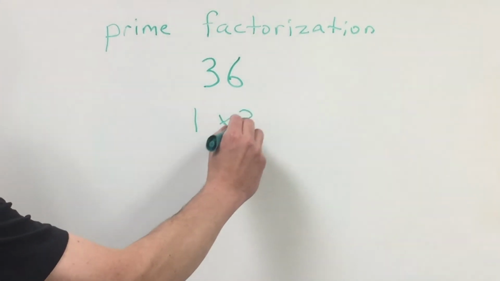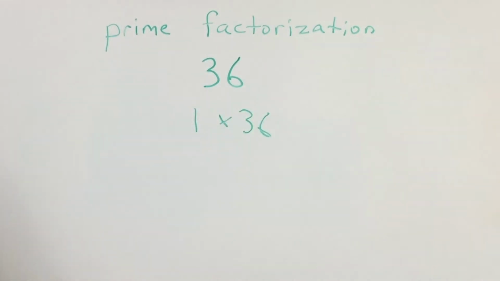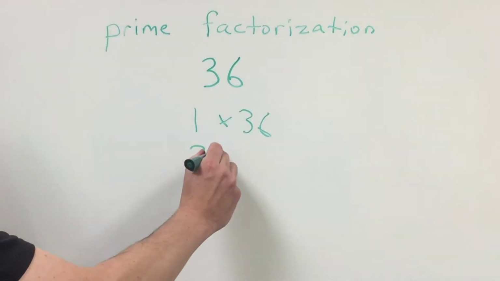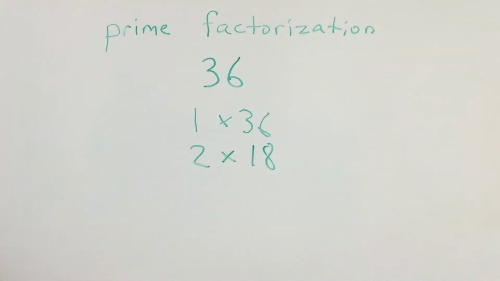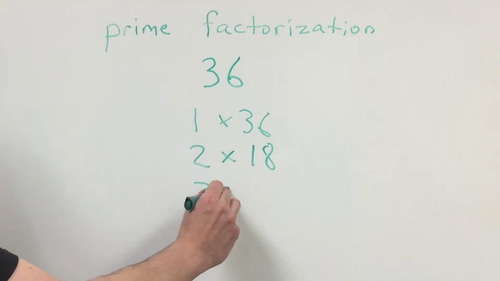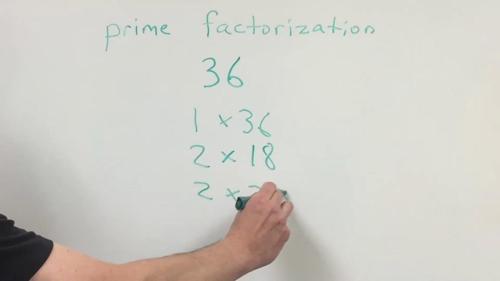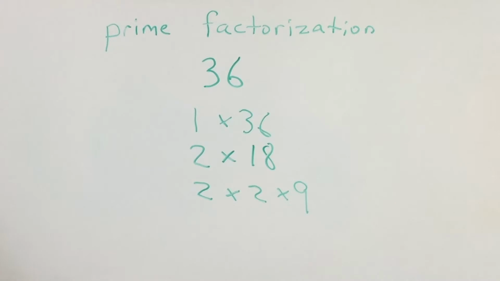1 times 36 is a factorization of 36. 2 times 18 is another factorization of 36. 2 times 2 times 9 is another factorization of 36.